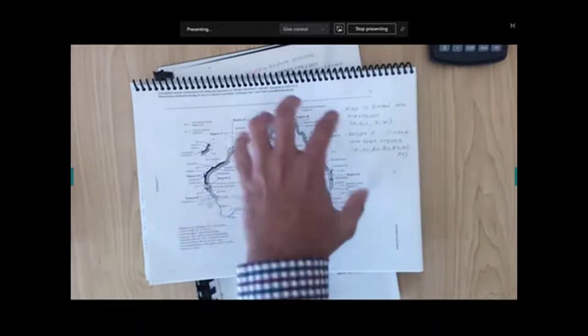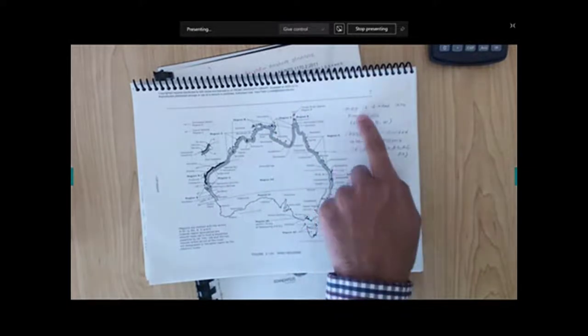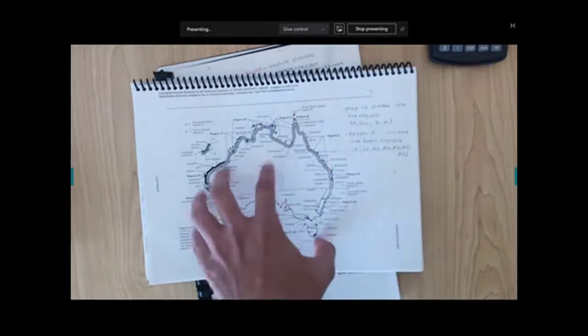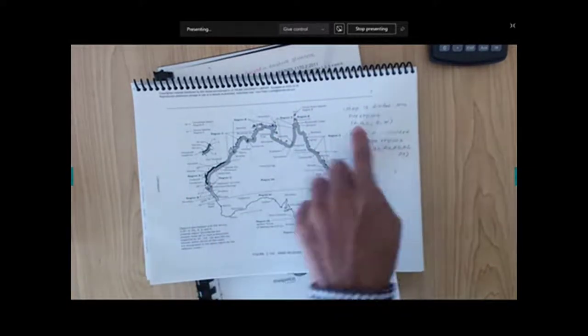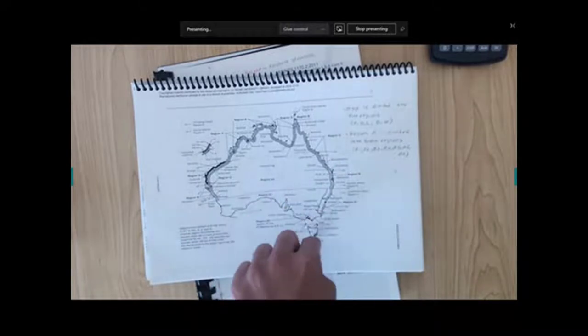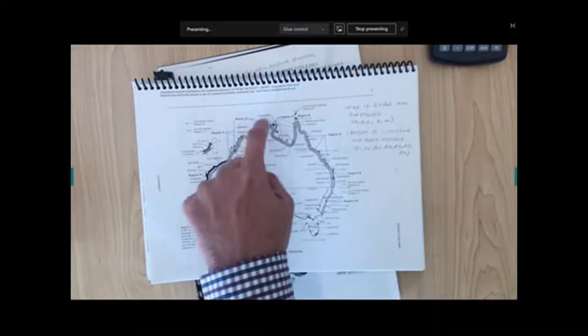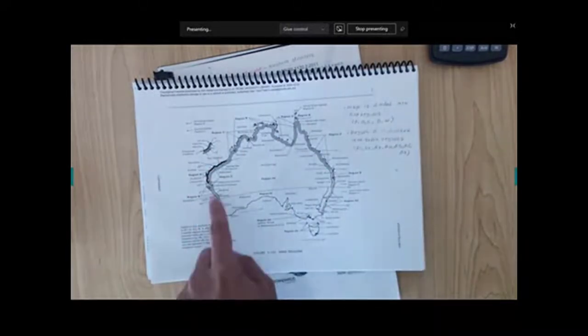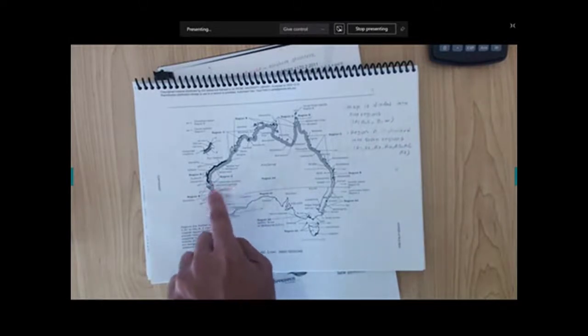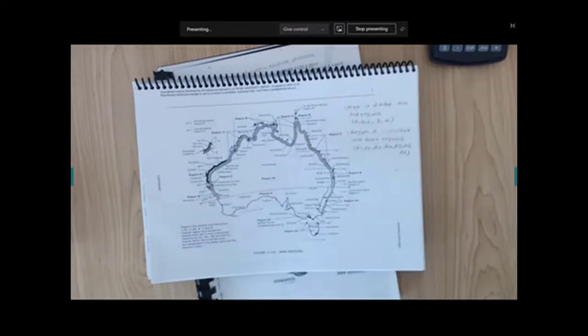This one is a map of Australia. It has 5 total regions. Region A, you can read region A, they are written in bold letters, so you can find it. The text given in the non-bold letters, they are major cities.